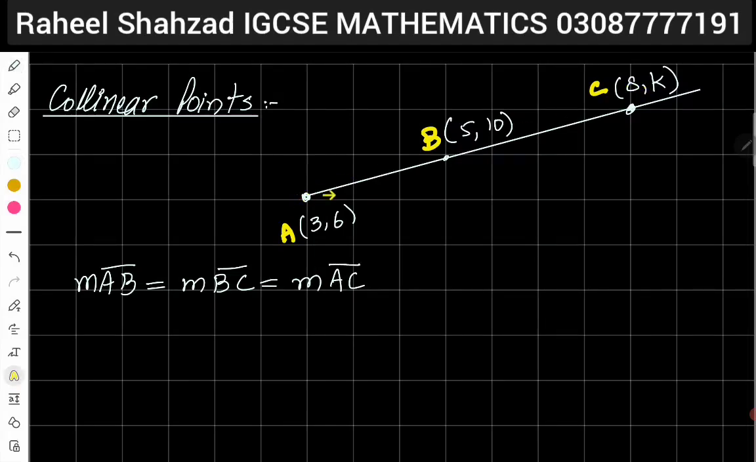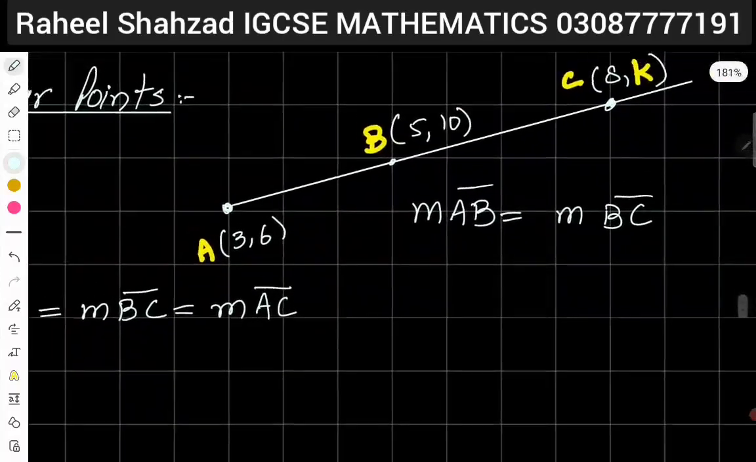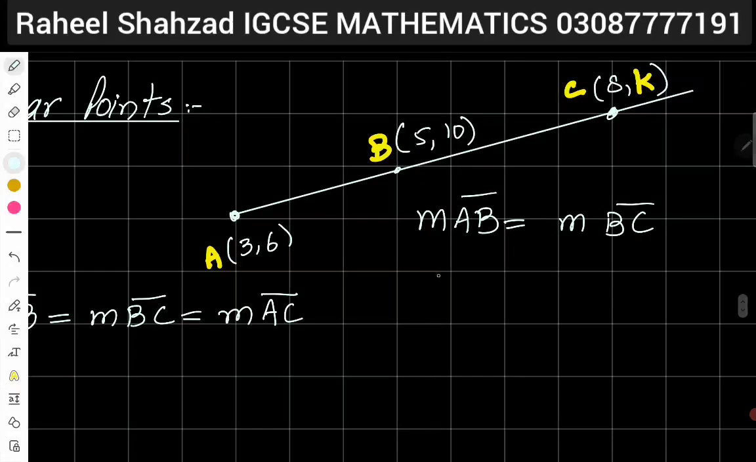That means if this is a straight line and we claim that these points A, B, and C are lying on one straight line, then slope of AB is equal to slope of BC is equal to slope of AC. Now in order to find this unknown, we say slope of AB is equal to slope of BC. So slope of AB here is 10 minus 6 divided by 5 minus 3. That must be equal to K minus 10 divided by 8 minus 5.